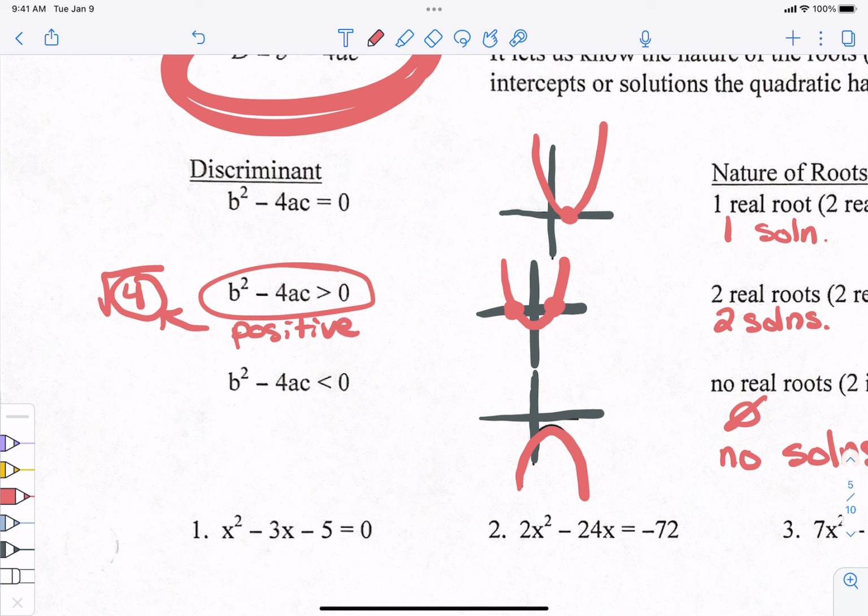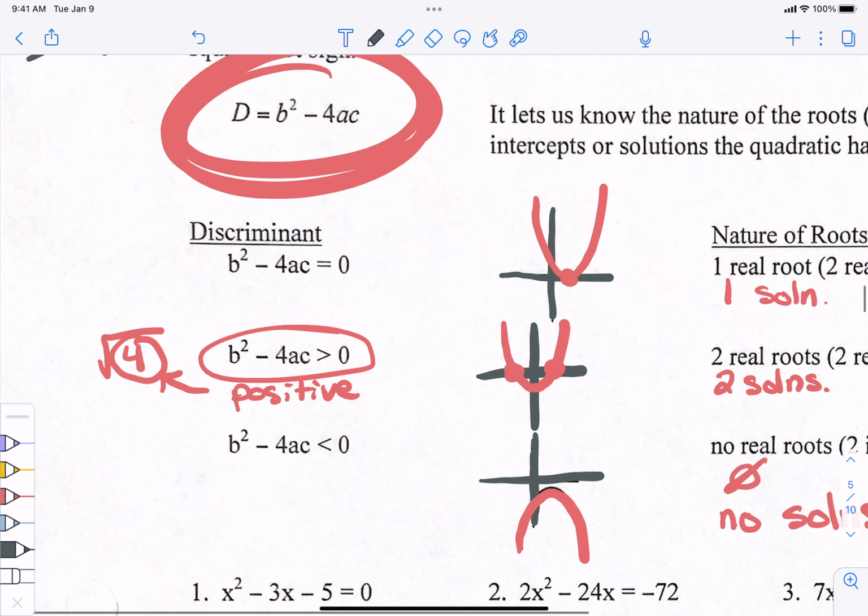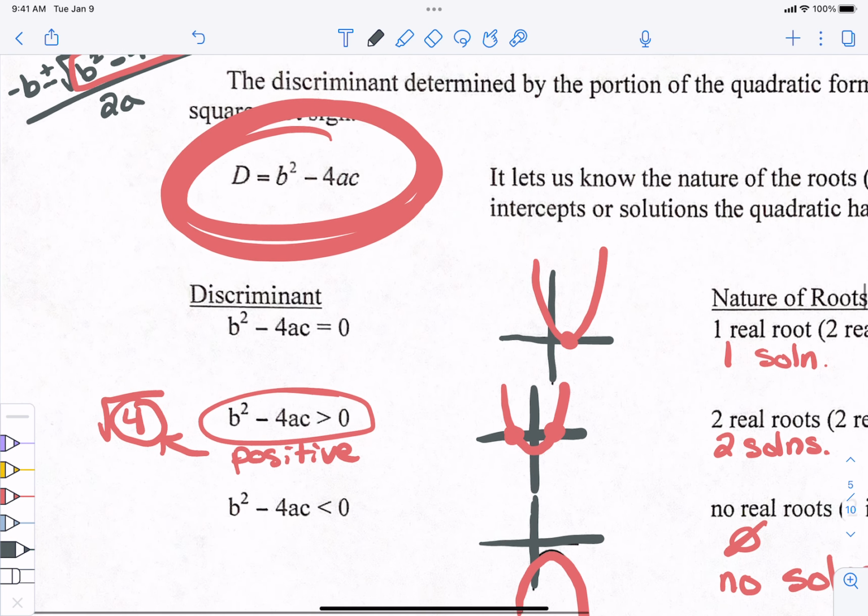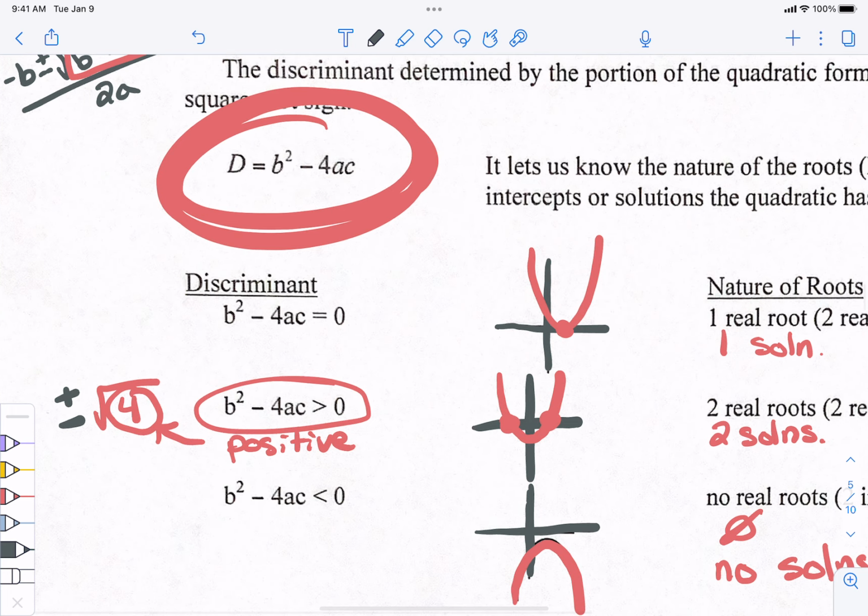Where do the solutions come from? If this was inside the square root, we would have plus and minus: something plus this and something minus this. That gives me two answers, right?